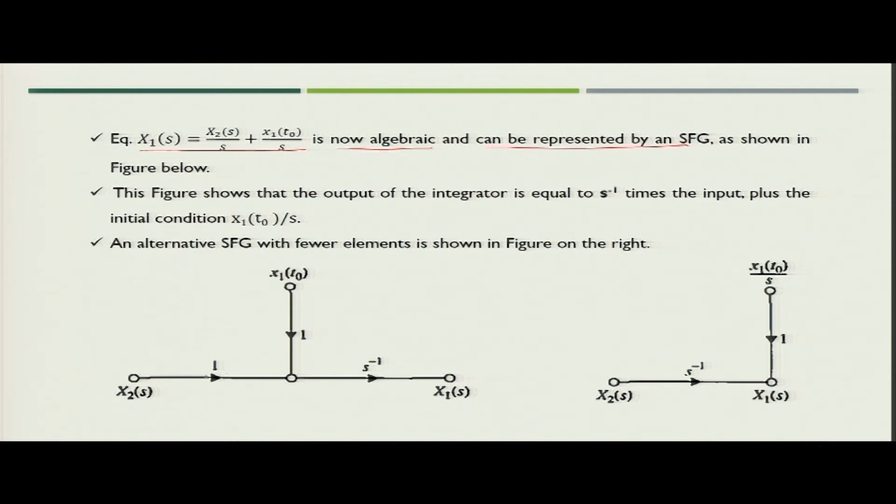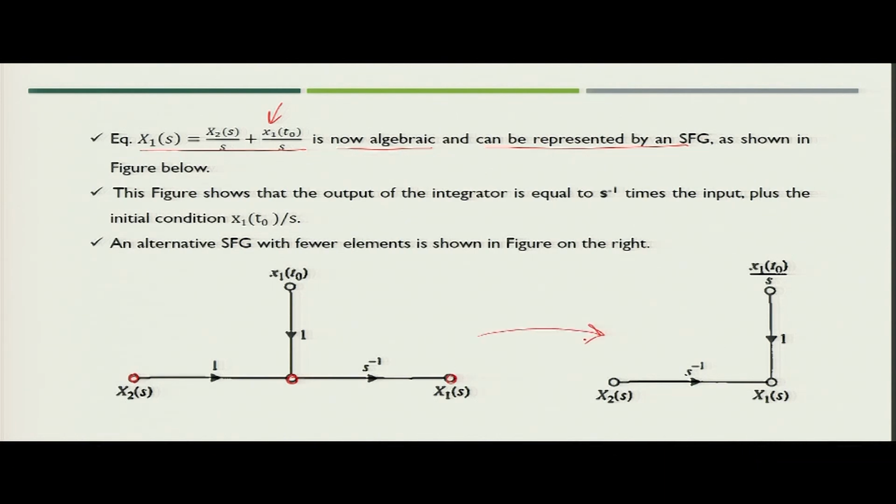If you see this figure, you have two variables, one is x2(s), another is x1(s), and we are summing up here, that is the summing block. So, at this point this will be x2(s) plus x1(t naught) and then it is multiplied by 1 by s. So, finally, you get x1(s) as x2(s) plus x1(t naught) divided by s, which is nothing but the equation we just derived from the integration we performed.